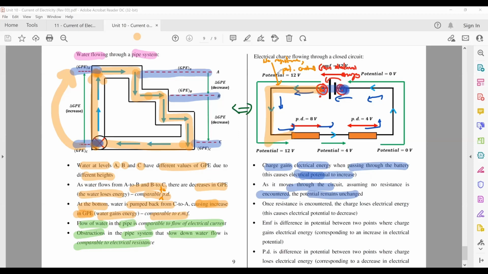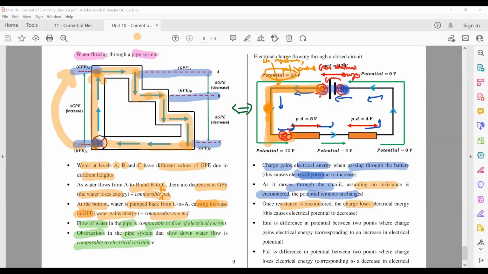So over here, once the charge passed through your battery, it was already at a potential of 12 volts. From here all the way to before the resistor, assuming there was no resistance, the potential ought to remain constant. It's only when it encounters some sort of resistance, like going through a resistor, that your charge will start to lose electrical energy.